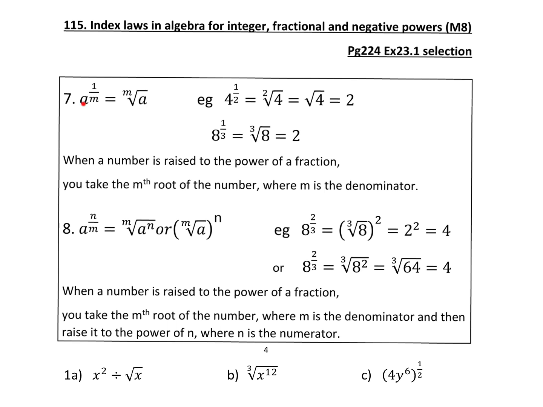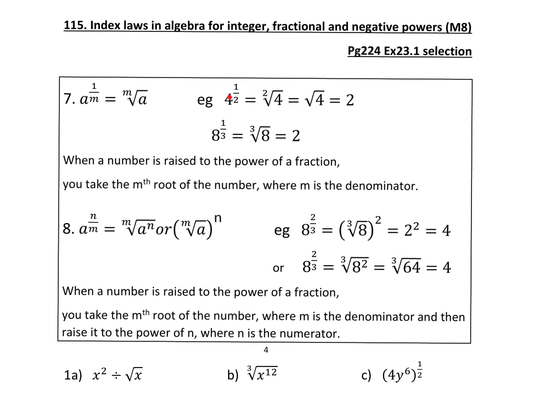So the 7th law, we've got a to the power of 1 over m. So a number is raised to a power of a fraction. So what you do is you take the mth root of the number, where m is the denominator. This is like a special case. When the numerator is 1, you can just ignore it, go straight to the denominator and say that's the root I'm taking of that number.